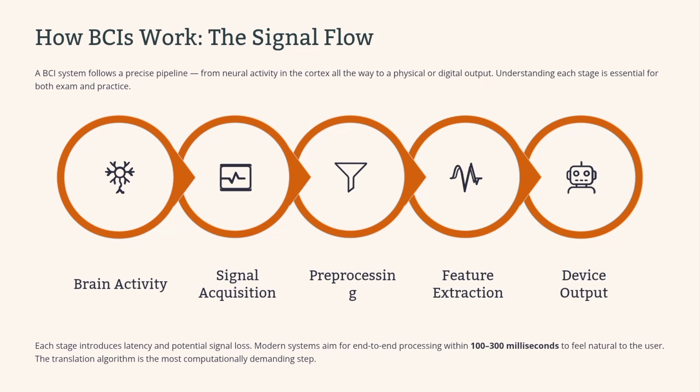Okay, now let's see how a BCI system works step by step. First, brain activity is generated when a person thinks or intends to do something. Now, these signals are collected using electrodes. This is called signal acquisition, getting the signal. Then, these signals are cleaned to remove the noise, which is called preprocessing.